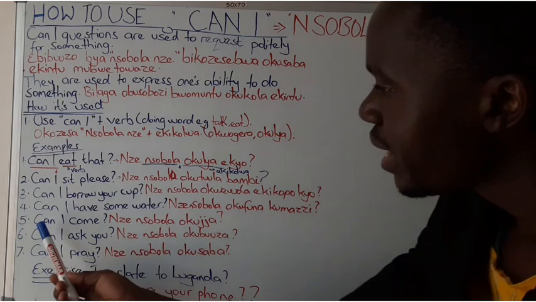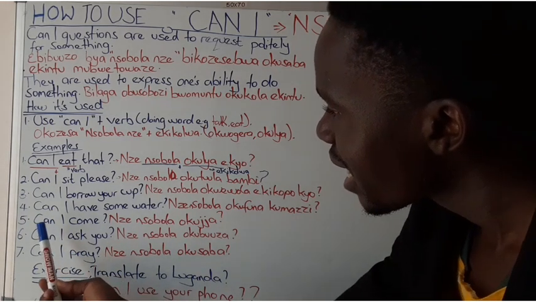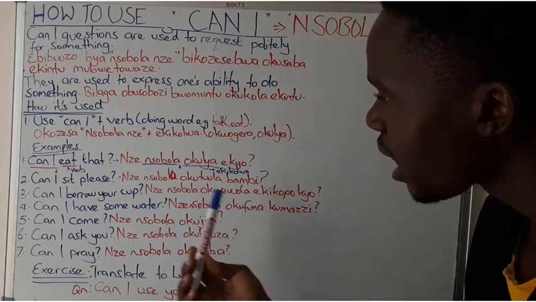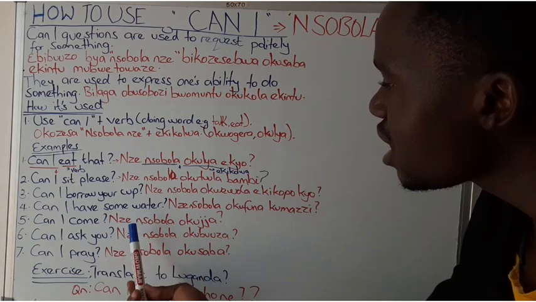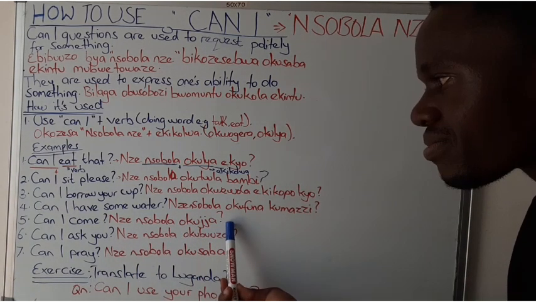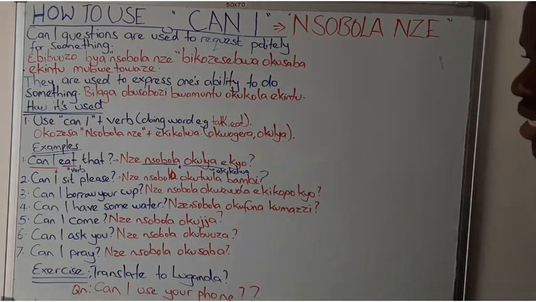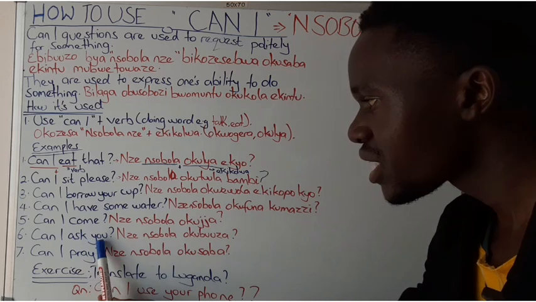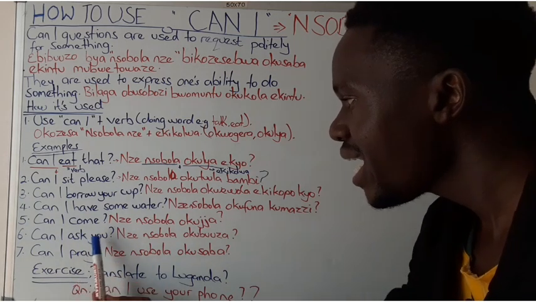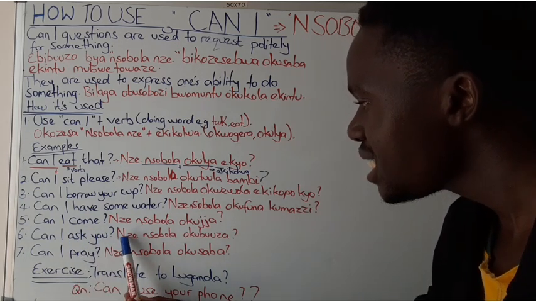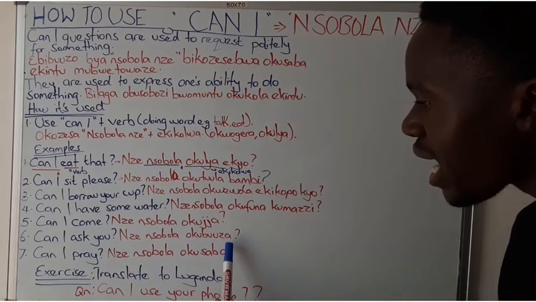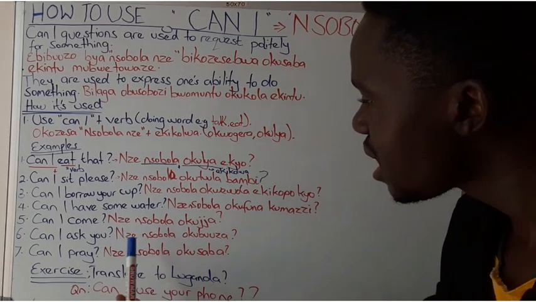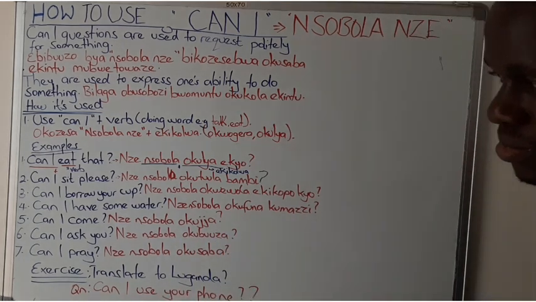Example 5. Can I come? Nze nsobola okujja. So verb is come, okujja. Nze nsobola okujja. Okay, let's proceed. Can I ask you? Can I ask is the verb. So nze nsobola okubuuza. So kubuuza is you are requesting something from someone. Nze nsobola okubuuza. Hope we are together.